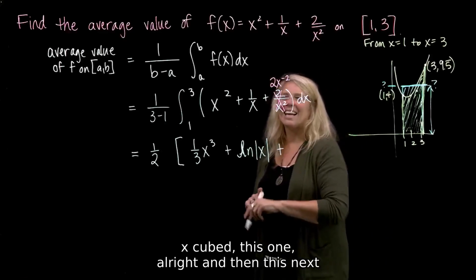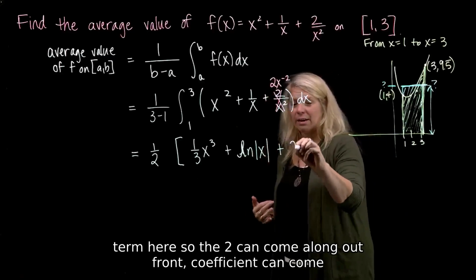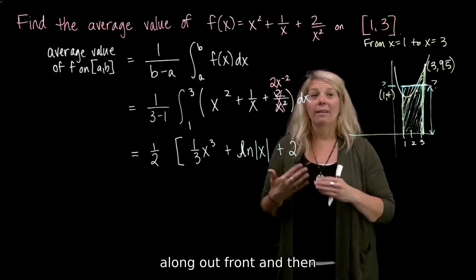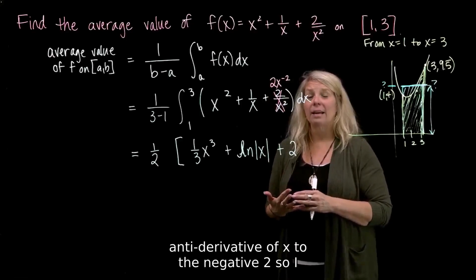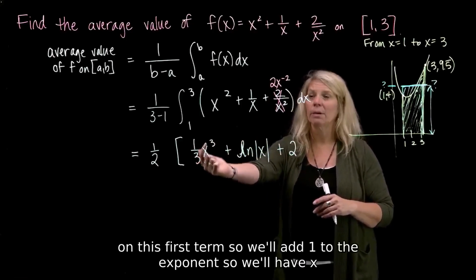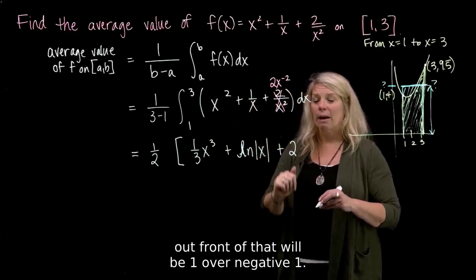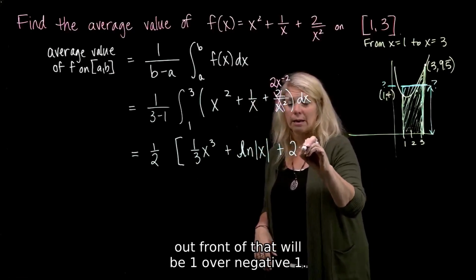All right, and then this next term here, the 2, the coefficient, can come along out front, and then antiderivative of x to the negative 2, so I can just use my same power rule that I used on this first term. So we'll add 1 to the exponent, so we'll have x to the negative 1, and then out front of that will be 1 over negative 1.